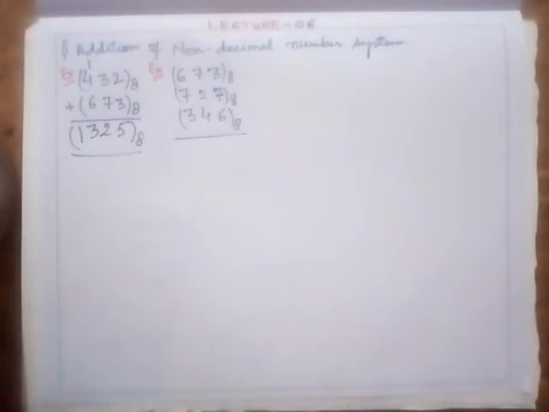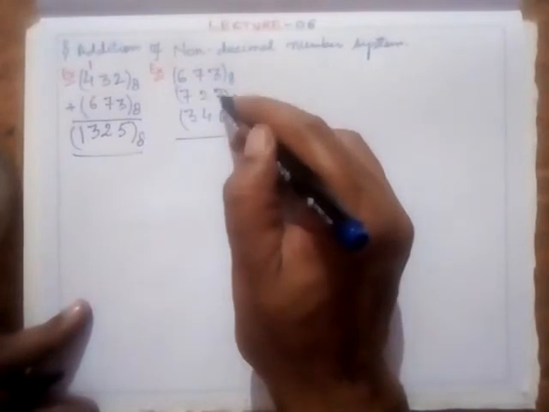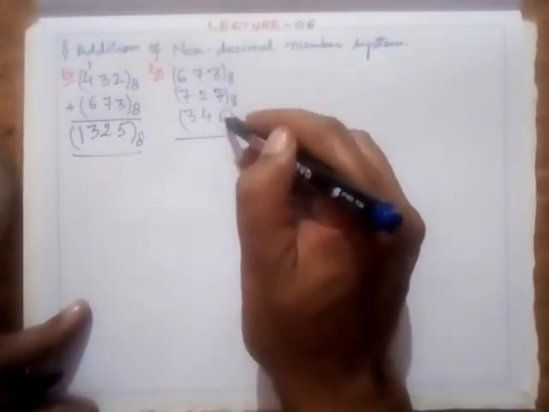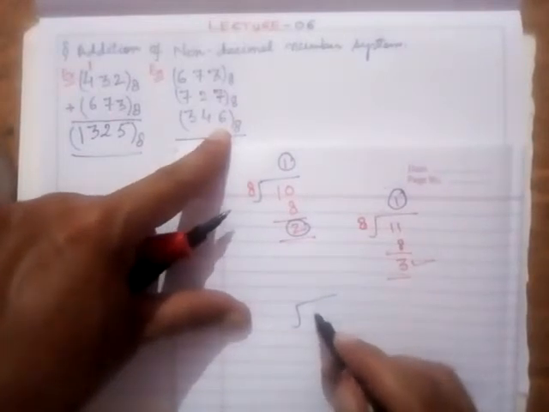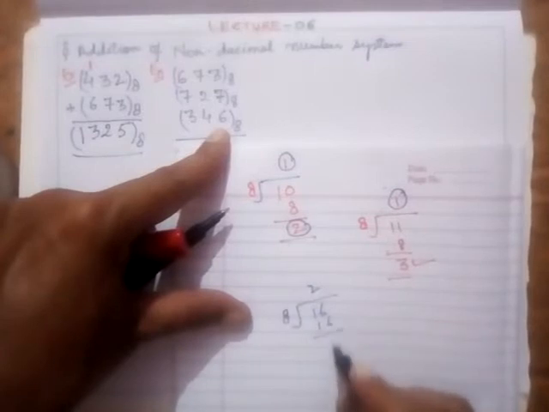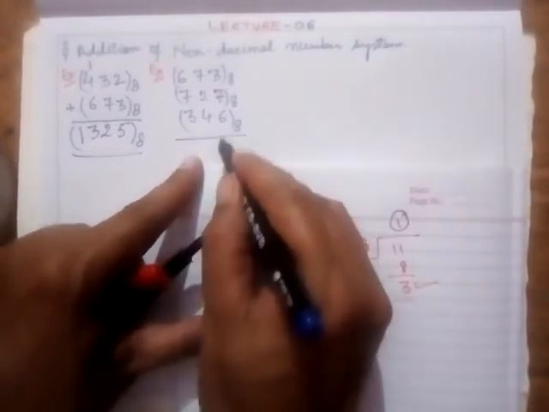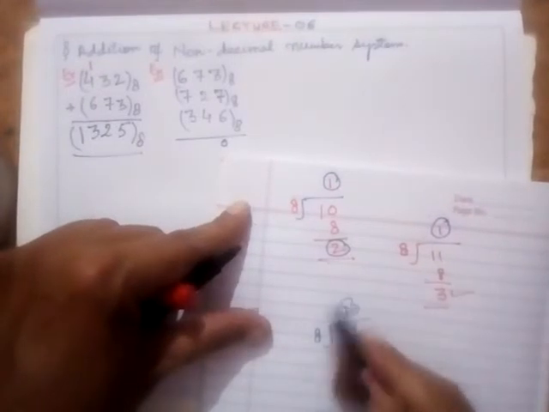Now see, 7 plus 6 is 13, and 13 plus 3 is 16. 16 is more than 7, and in octal I have digits up to 7 only. So I divide 16 by 8. 8 twos are 16, and the remainder is 0. So I write this remainder 0 here, and this 2 will be a carry.